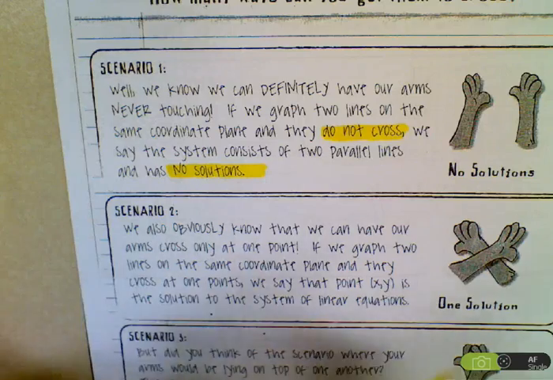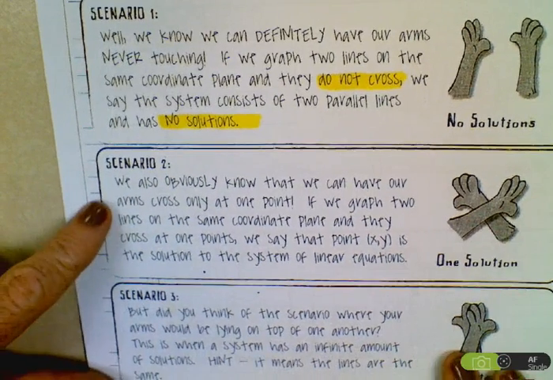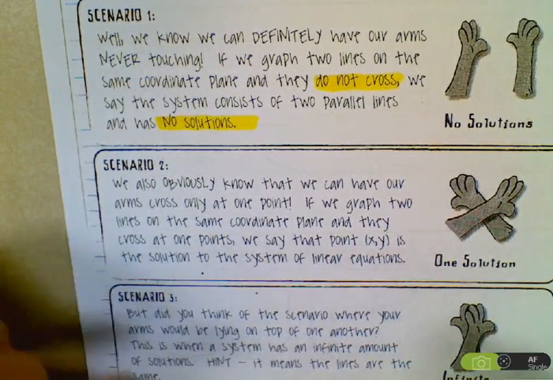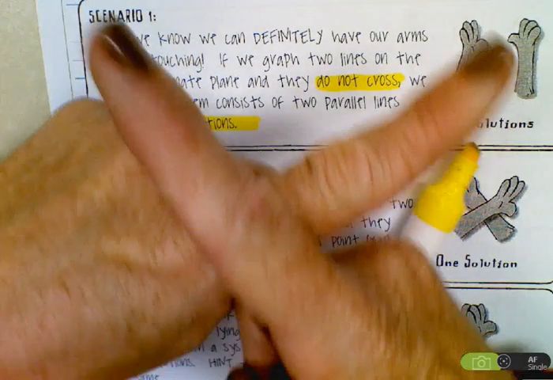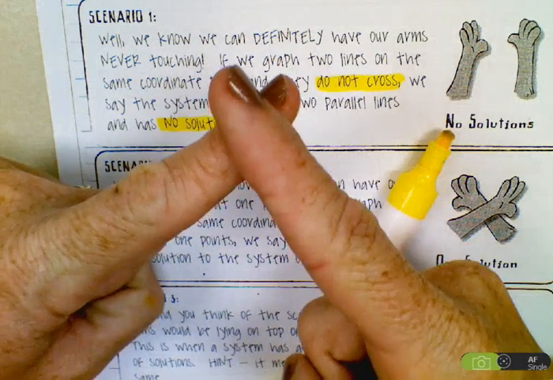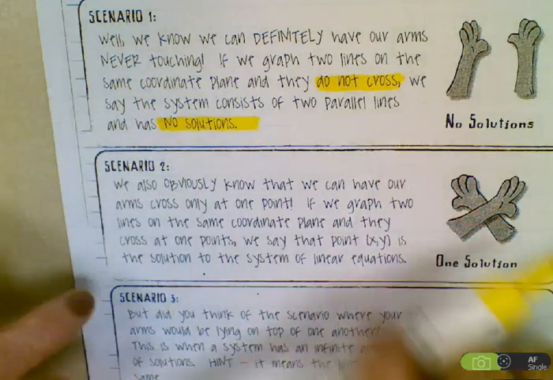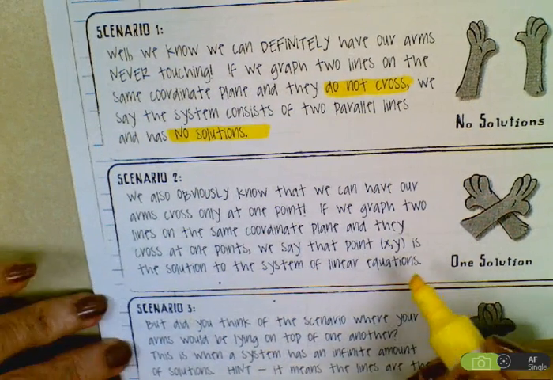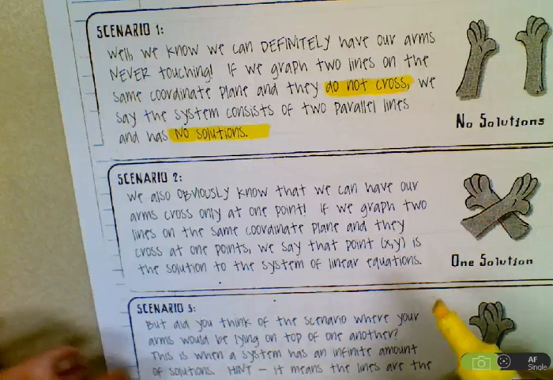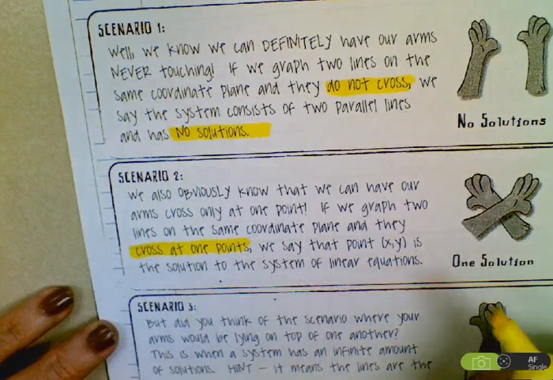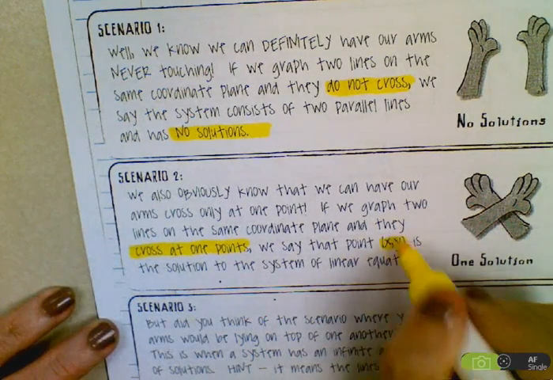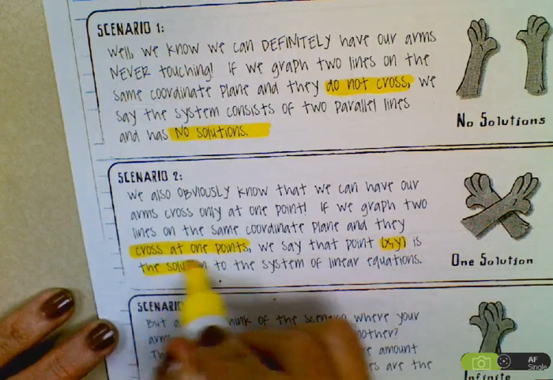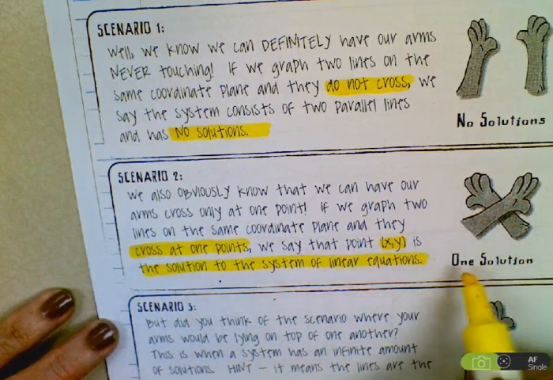So we obviously know that we can have our arms cross at any one point. They can cross down at the base, they can cross up here in the middle, they can cross in different places. If we graph two lines on the same coordinate plane and they cross at one point, we say that point, whatever it is, is the solution to the system of equations, and we have one solution.